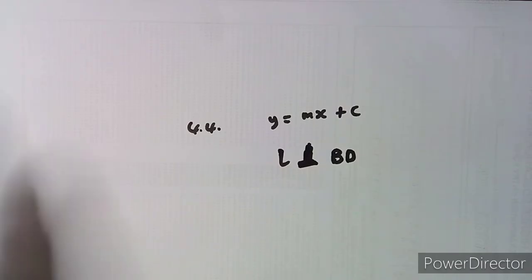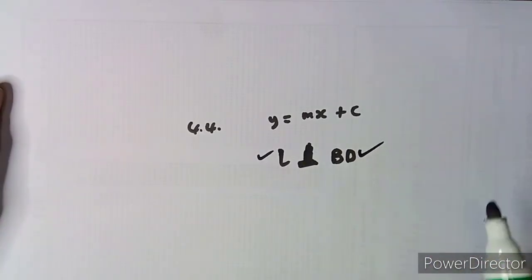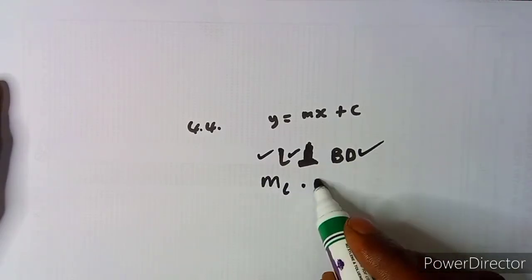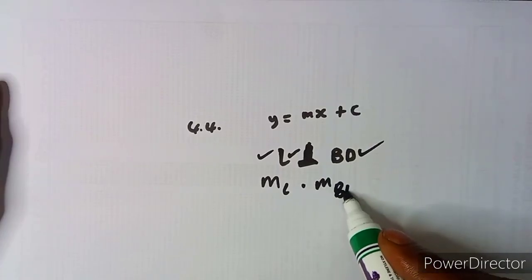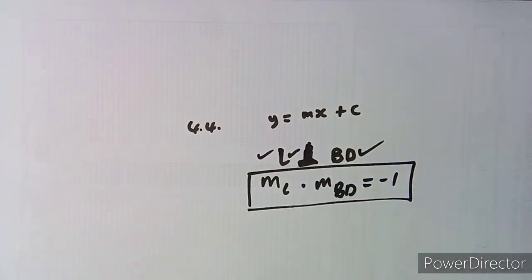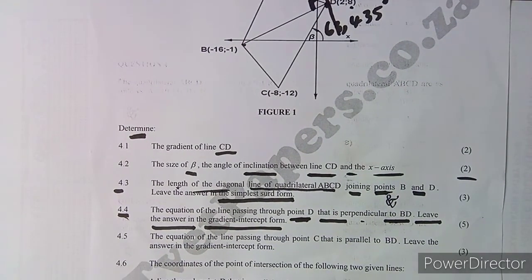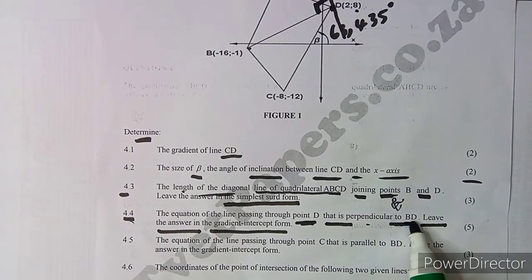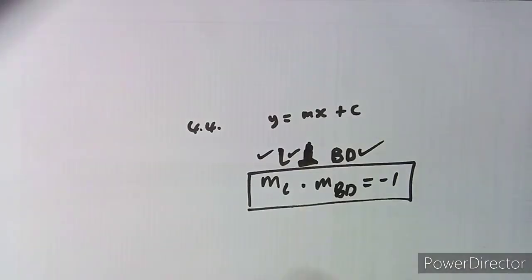So if these two lines are perpendicular, what is the relationship between this line, which is perpendicular to the line BD? It's about their gradients. The gradient of the line that we want to calculate and the gradient of BD should give us -1. For perpendicular lines, the product of the gradients must give you -1. So you cross-check, did we calculate the gradient of BD before? No, we didn't. We just calculated the gradient of CD, not BD. So we have to calculate the gradient of BD. So m_BD, which is the gradient of BD.